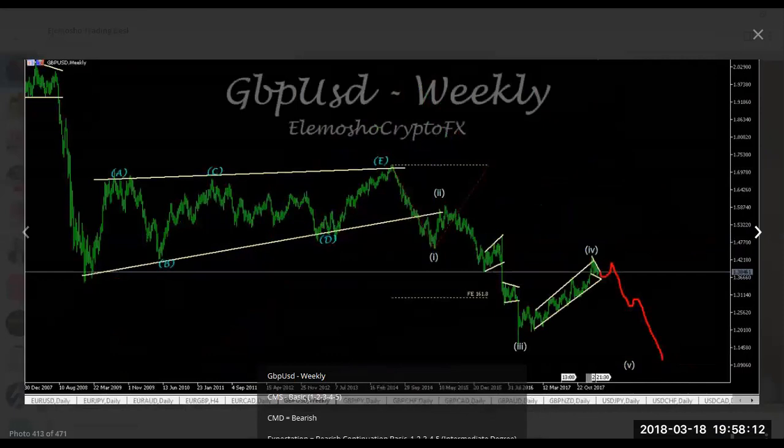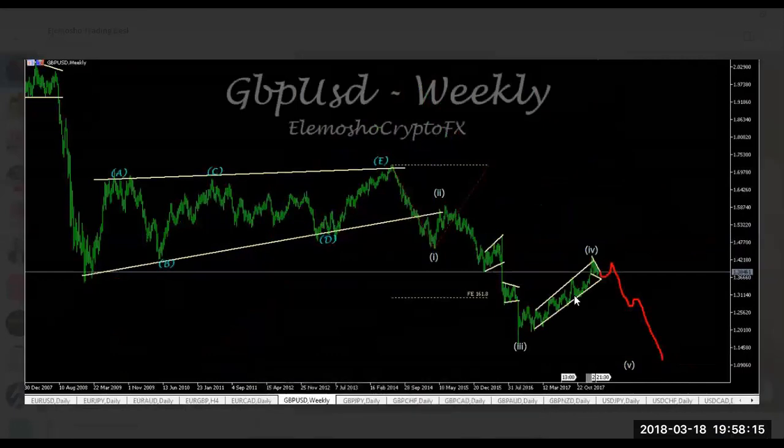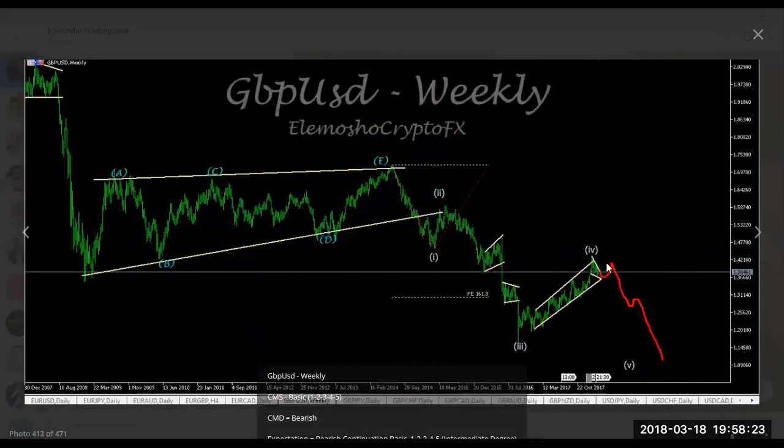For the GBP USD weekly, after we have ended this corrective phase, I'm expecting that price gives us a setup for us to go short. So the overall trend for GBP on the weekly time frame is still a downtrend.